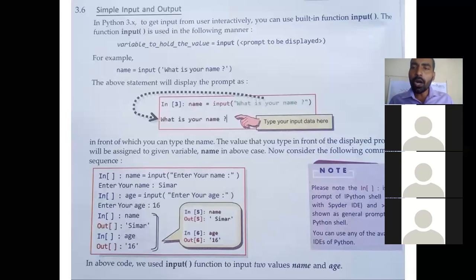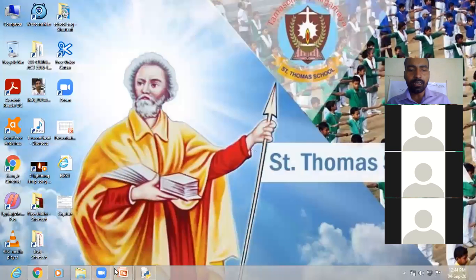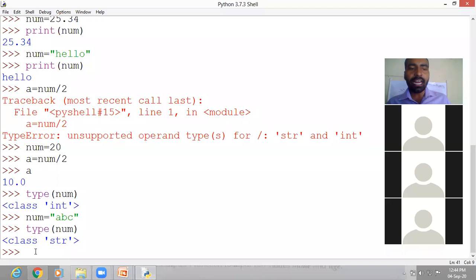And if you want to input some values, you want to enter some values, for that we have to use input function. Here given input statement. Okay, so far directly we have assigned the value to the variable like num equal to 20 or num equal to hello. Directly we have assigned, that is predefined. But suppose you want to enter the value during the execution time. For that, what will you do?